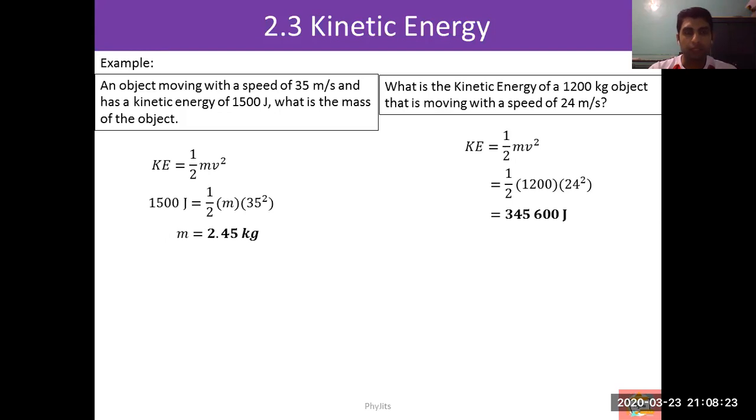So generally, kinetic energy is the energy which is possessed by an object which is moving. If the object is not moving, there will be no kinetic energy. So the kinetic energy will be equal to 0.